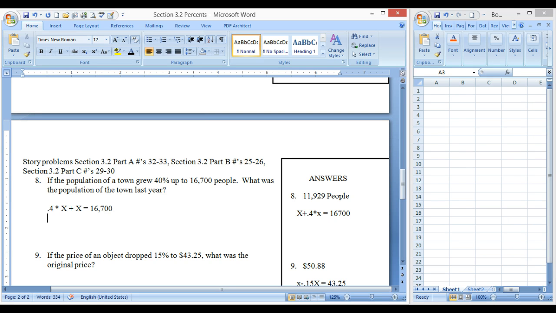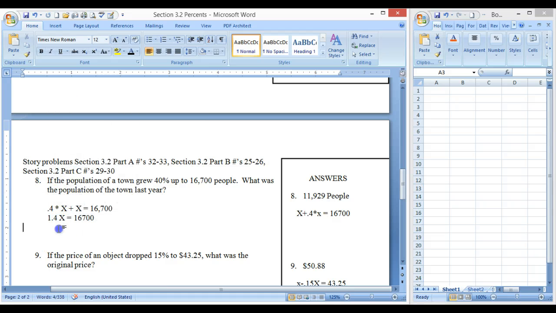So I can add those two together like I did before. Again, there's that 1 here. So adding these x's, I get 1.4x equals 16,700. And then I need to get rid of the 1.4.